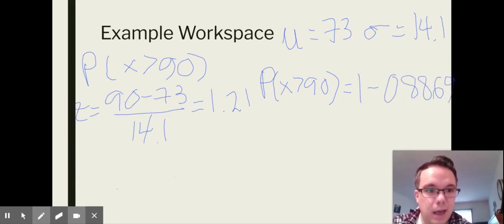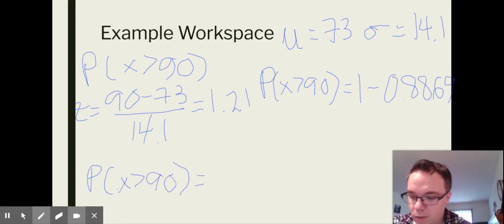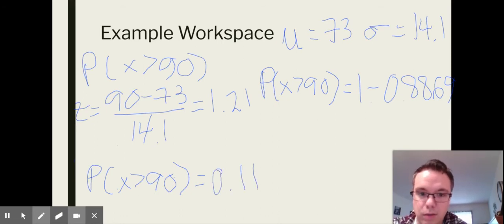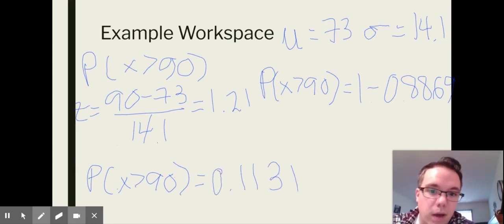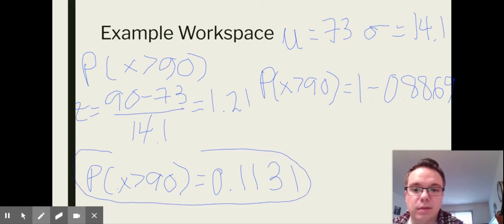0.8869. And so if we take 1 minus 0.8869 to get the probability that we see more than 90 seals, we get 0.1131. So a little over 11% chance that there are more than 90 seals. And that is our answer.